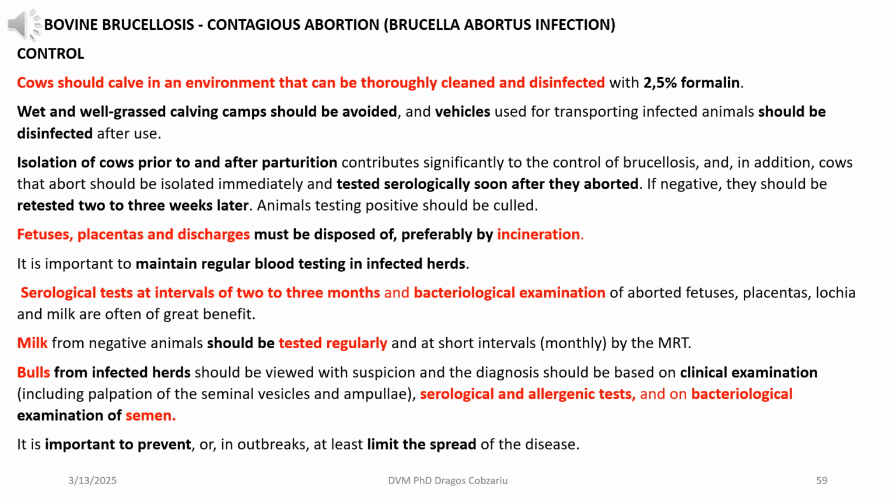It is important to maintain regular blood testing in infected herds. Serological tests at intervals of 2 to 3 months and bacteriological examination of aborted fetuses, placentas, lochia and milk are often of great benefit. Milk from negative animals should be tested regularly and at short intervals, monthly, by the MRT. All bulls from infected herds should be viewed with suspicion and the diagnosis should be based on clinical examination, including palpation of the seminal vesicles and ampullae, serological and allergenic tests, and on bacteriological examination of semen. It is important to prevent, or, in outbreaks, at least limit the spread of the disease.